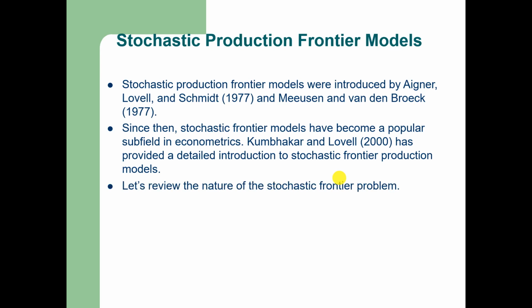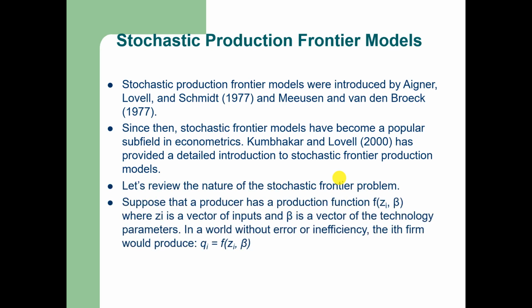We can review the nature of the stochastic frontier problem as follows. Let us assume there is a producer who has a production function f of zi beta, where zi is the vector of inputs and beta is a vector of the technology parameters to be estimated in the model, as I mentioned in the previous slide. In a world without inefficiency or error, the ith firm would produce qi, which is equal to f of zi beta.